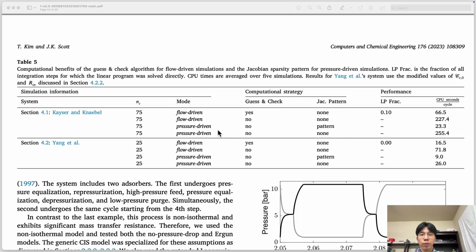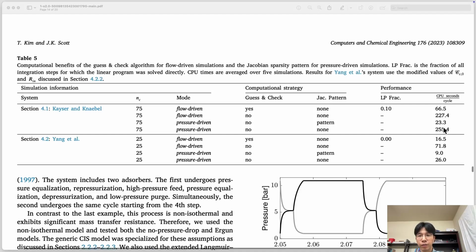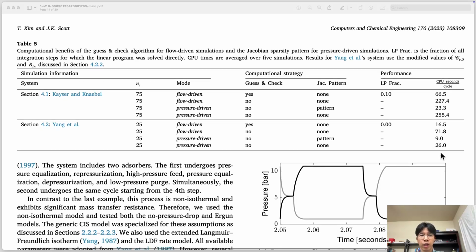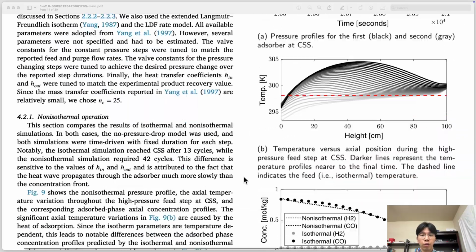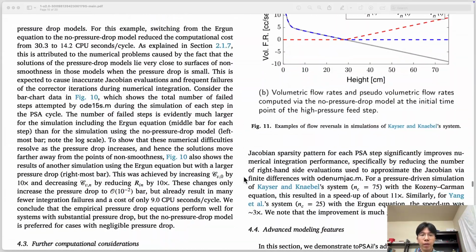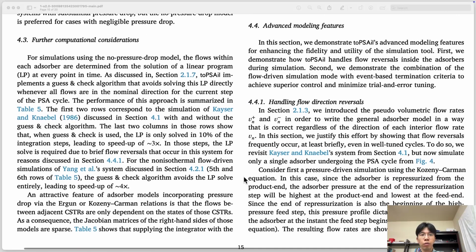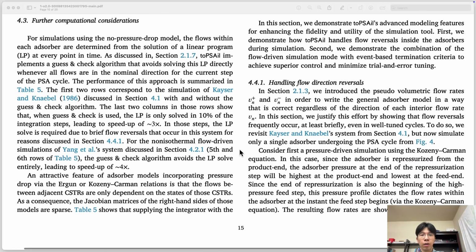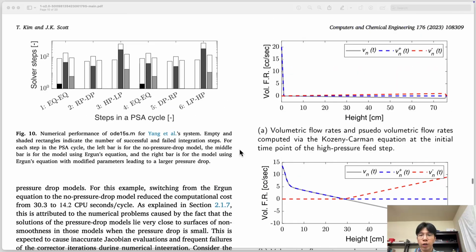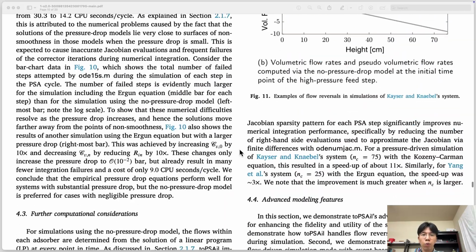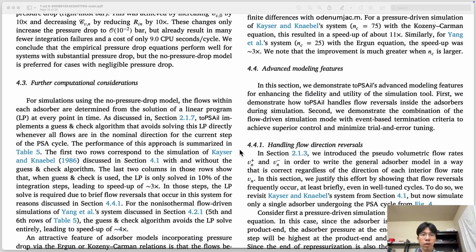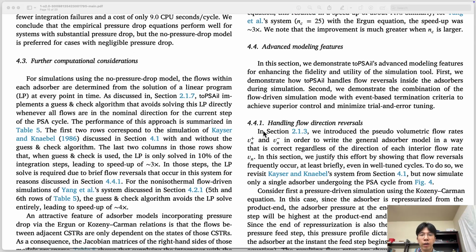And for the pressure-driven case, you can consider specifying the Jacobian pattern, and you can see that there's a drastic difference, even for this KJR neighbor's case, a factor of 10 reduction in simulation time. But these are really useful numerical techniques to improve our computational time in our work. And finally, we can talk about advanced model features such as handling flow direction reversers.